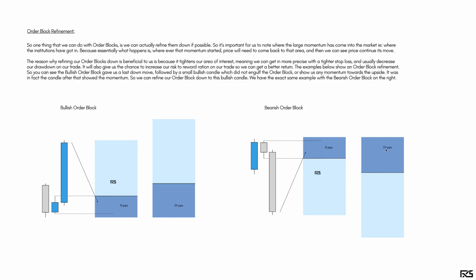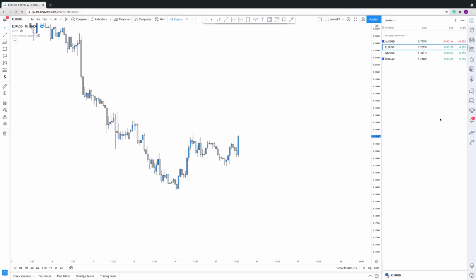So now we've covered that, I want to get into some examples on the charts, because I think you'll start to get it a bit more when you actually see it visually. So let's get into that now. Okay, so now we're going to go through some examples of order blocks and refinement.